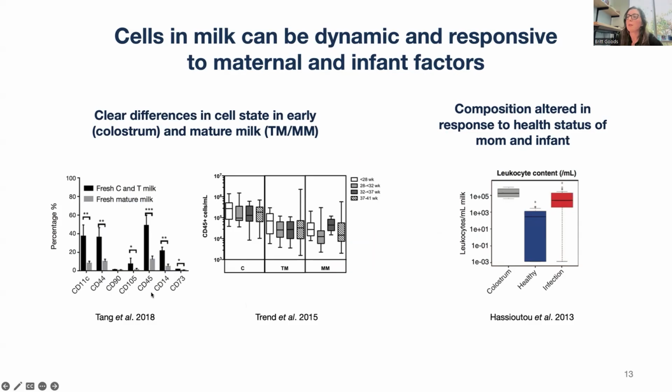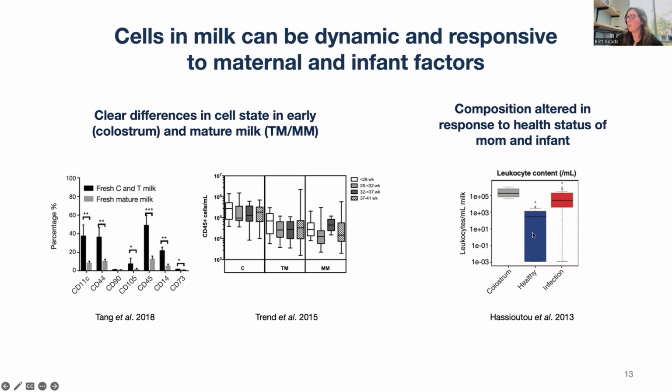And here are a few different immune cell markers. What you can see is that, of course, there are some differences between colostrum and transitional as well as mature milk in terms of just the overall percentage of cells that are expressing these markers. And overall, if you're looking at just the immune cell compartment, this also will change over time.